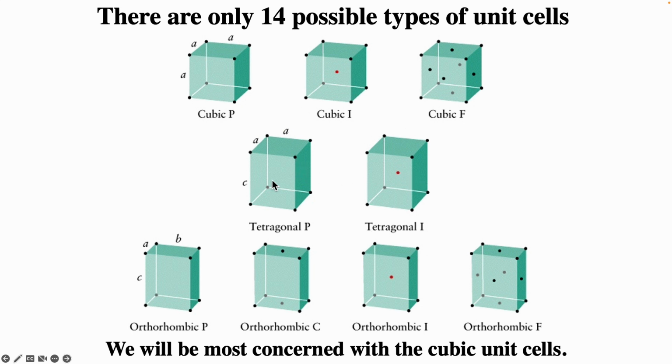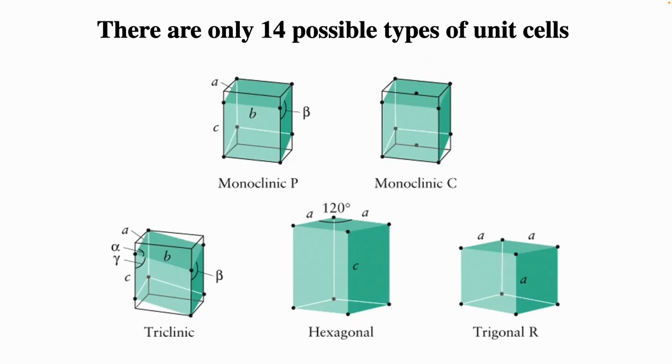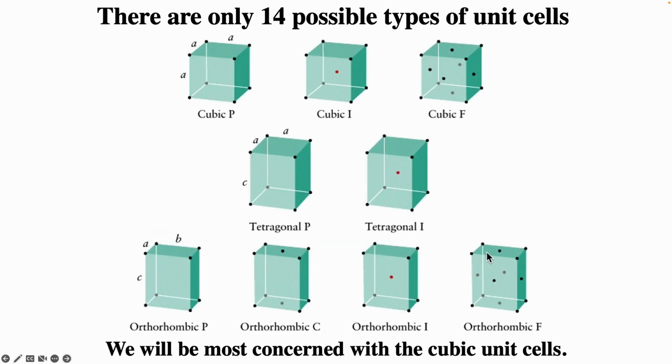You have tetragonal unit cells, where notice that now we have 2 different lengths. We have A and C. And then you have orthorhombic, where you actually have 3 different lengths, A, B, and C. So each edge is a different length. And then you also have monoclinic, where now you no longer have 90-degree angles. Triclinic, hexagonal, and trigonal. But we're going to be mostly concerned just with cubic unit cells.